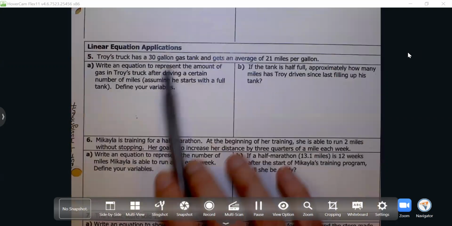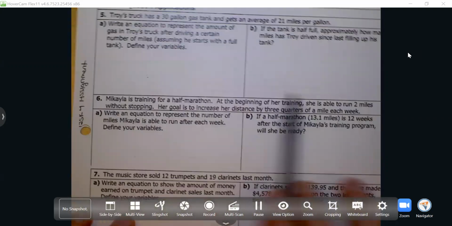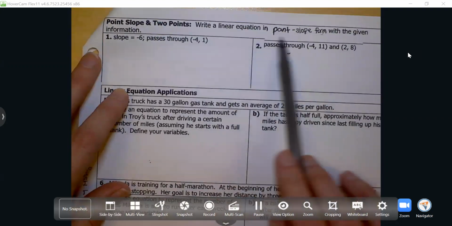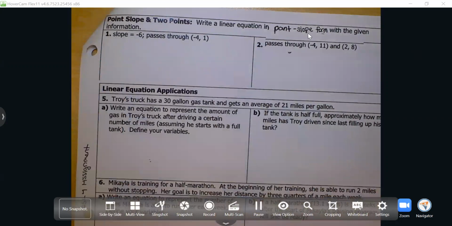Your assignment is the second page, just lots more equations and variables to define. Two questions up at the top, please write them in point-slope form. That is it.